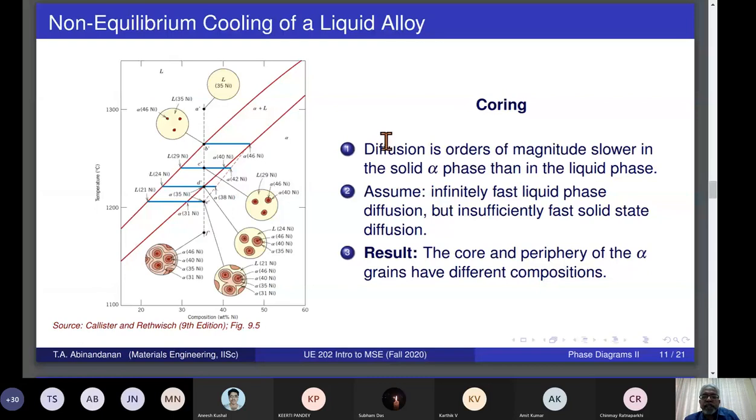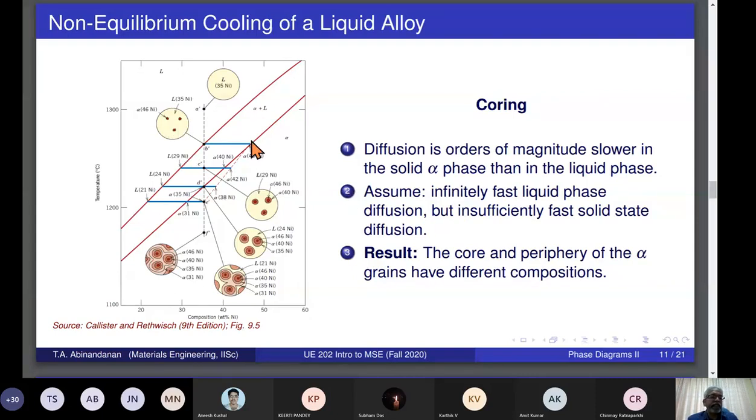Diffusion is slow, especially in the solid phase. And in fact, this is a known fact, that diffusion is orders of magnitude slower in the solid phase than in the liquid phase, at least 4 orders of magnitude. And as you come down to lower and lower temperatures, that difference becomes even bigger. So if you assume infinitely fast liquid phase diffusion, that is, composition equilibration is very fast in the liquid, then you can very easily see the consequences here.